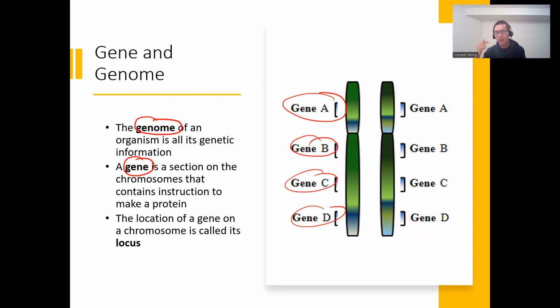The location of the gene, like where are you going to find gene B on the chromosome? That's called the locus. So locus is like the page number in the textbook. Say I want to find section 5.6, where is it? What page is it on? I want to find gene F on chromosome 9. What's the locus? What's the location? Are we together on genome, gene, and locus?